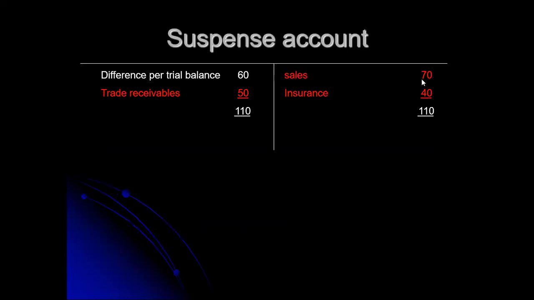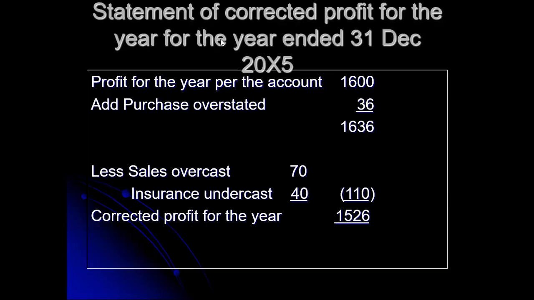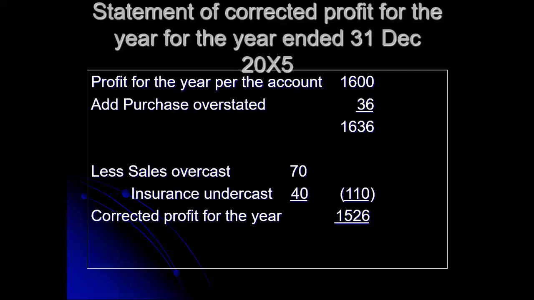So this is how it looked in the suspense account. As you can see, the totals are the same. So whenever the totals are the same, there is no more balance. So that's what we want to achieve. Okay, so coming back to the statement, how to calculate the corrected profit. We have to start with the wrong profit figure given, which is 1,600. Okay, and then we need to do the adjustment, seeing it from profit's point of view. I repeat, profit's point of view.